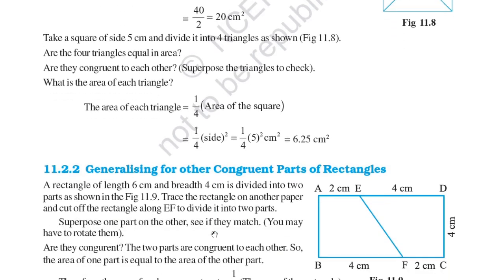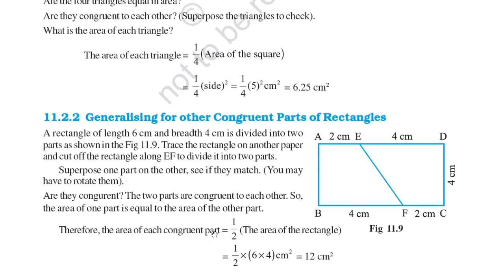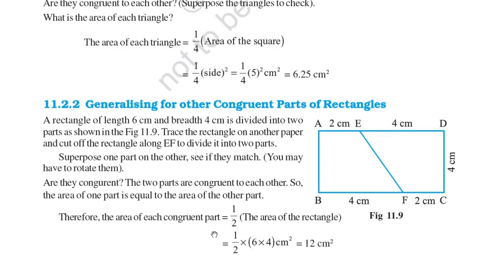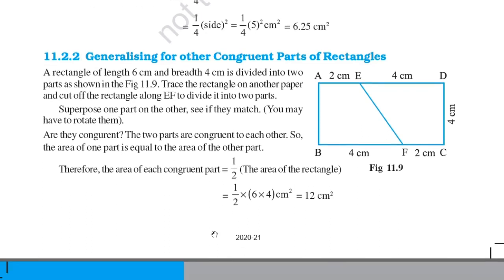11.2.2 Generalizing for other congruent parts of rectangles. A rectangle of length 6 centimeter and breadth 4 centimeter is divided into two parts as shown in figure 11.9. So you can see. Trace the rectangle on another paper and cut off the rectangle along EF. So you can see they cut it along EF to divide it into two parts. Superpose one part on the other. See if they match. You may have to rotate them.